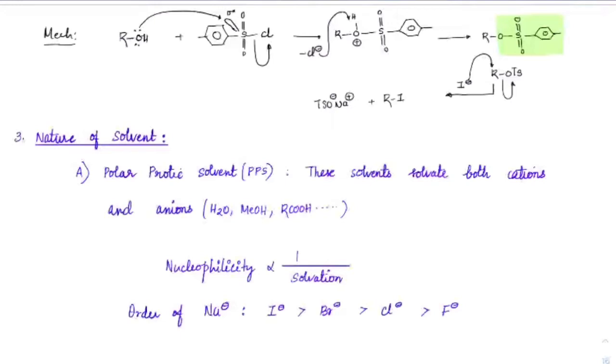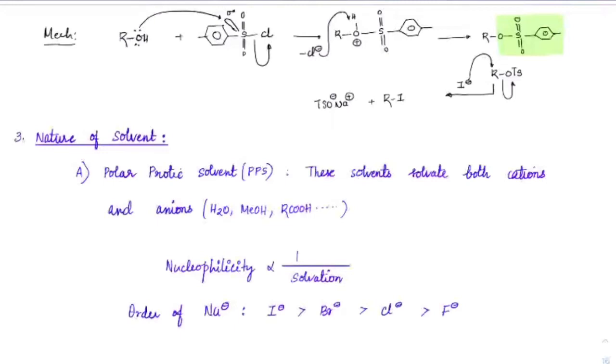So you can see in polar protic solvent, both cations and anions get solvated. If you take polar protic solvents like water, methanol, acids, these are all polar protic solvents. In this, both H plus, if you take out, metal will also get solvated. Nucleophile will also get solvated. They all will get solvated like this.